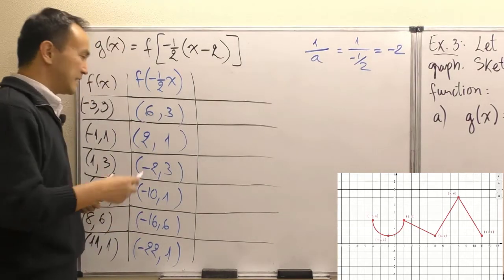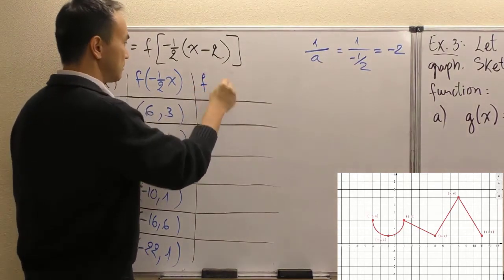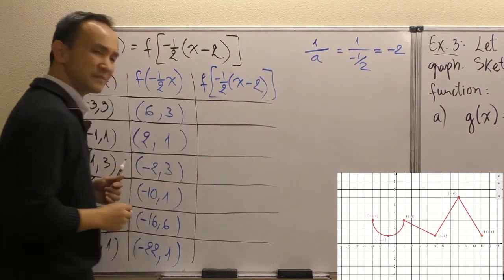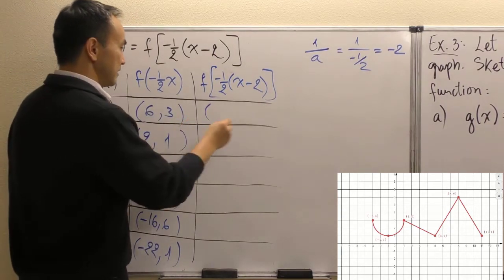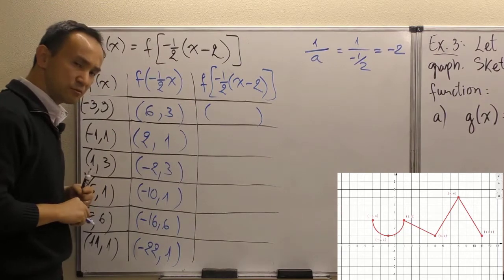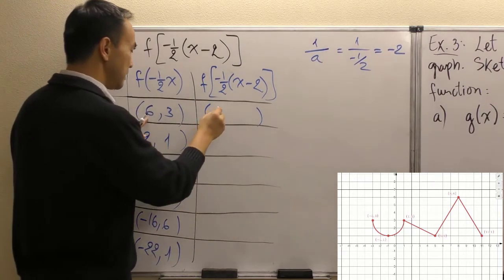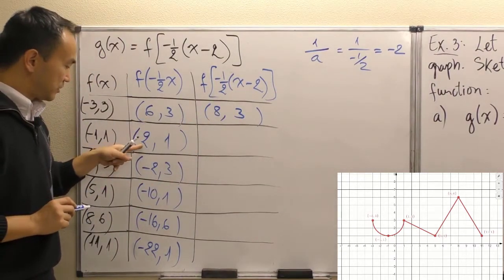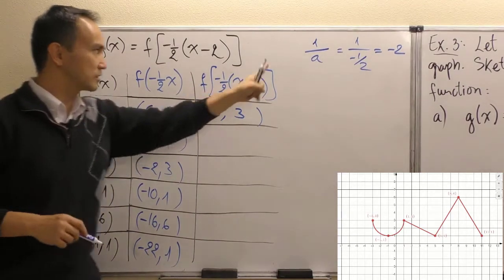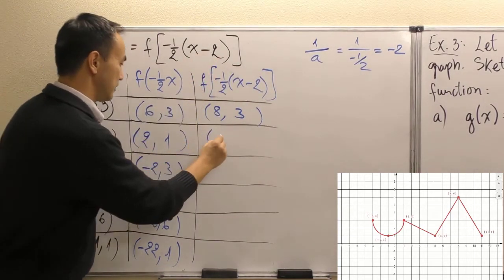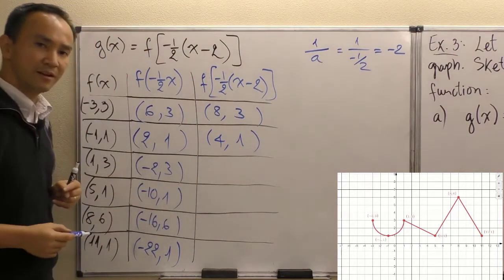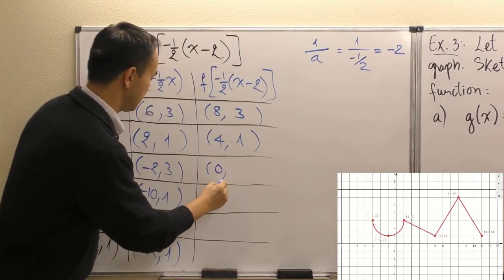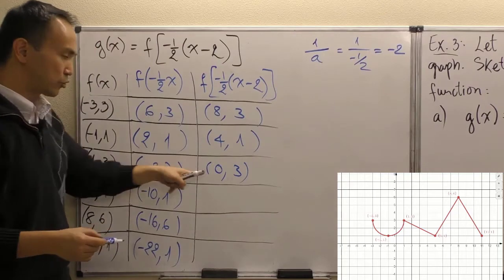So now I'm producing this column to show the transformation after we applied x minus 2. I'm going to add 2 to every x value of the preceding step. So 6 plus 2 gives me 8, comma 3. Then 2 comma 1: 2 plus 2 gives me 4 comma 1. And negative 2 plus 2 gives me 0 comma 3, so that point negative 2 comma 3 is transformed into 0 comma 3.